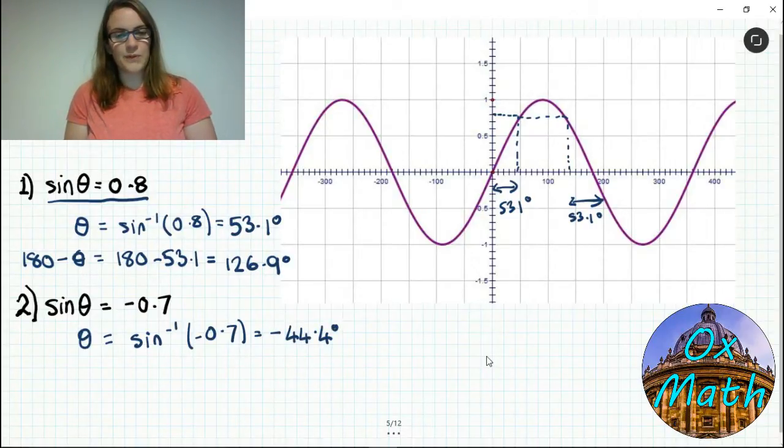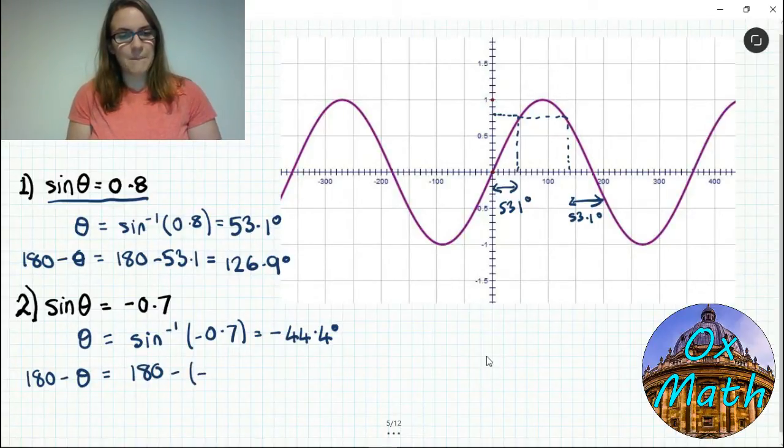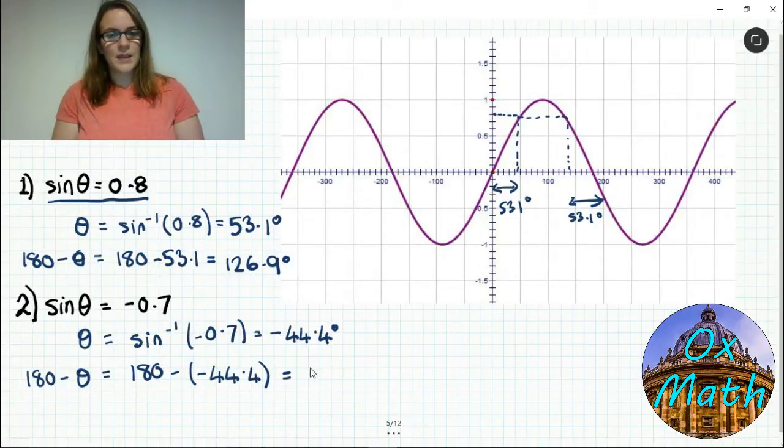Minus 44.4 degrees is obviously out of our range of 0 and 360 degrees, but we can still do the same thing and do 180 minus that angle, which is 180 take away minus 44.4 degrees. Taking away a negative is the same as adding, so that is equal to 224.4 degrees. Now you have got two angles, but you might not be interested in a negative angle.